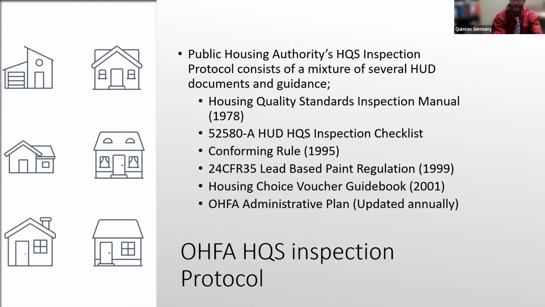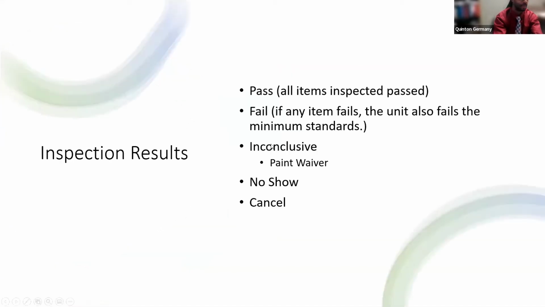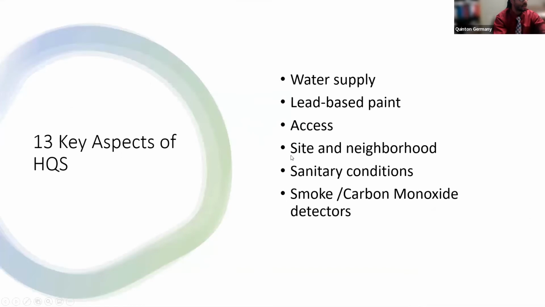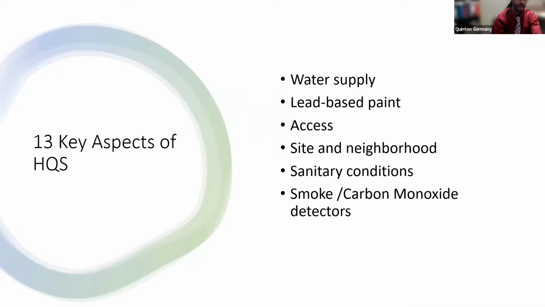The 13 key aspects we have to follow from those CFR rules are sanitary facilities, food preparation, space and security, thermal environment, illumination and electricity, structure and materials, interior air quality, water supply, lead-based paint, access, site and neighborhood, sanitary conditions, and smoke detectors, which is the last of the 13, but they're going to be adding carbon monoxide detectors to that last one as well.